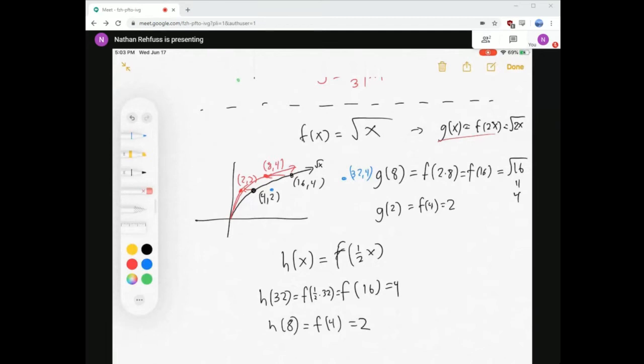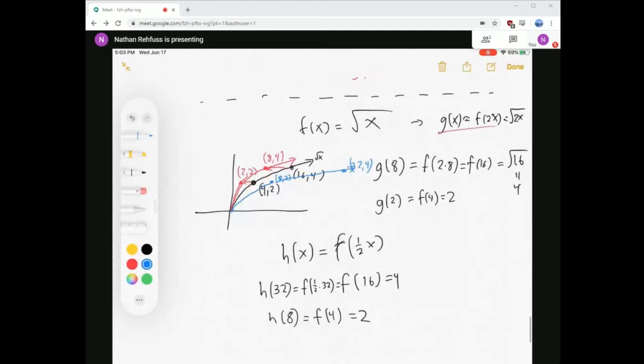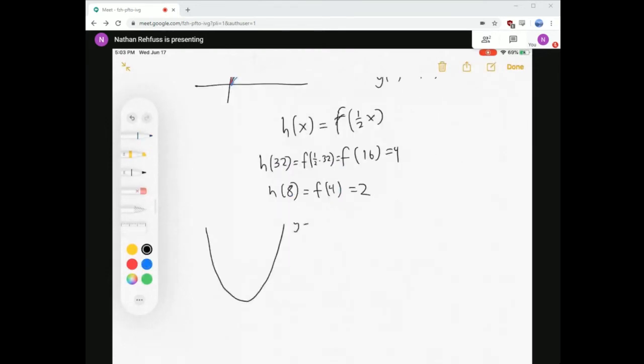Eight, comma 2. So h is stretched out. It's longer and fatter than f is. For another example, if this is the graph y equals x squared, then this is the graph of y equals 2 times x all squared.